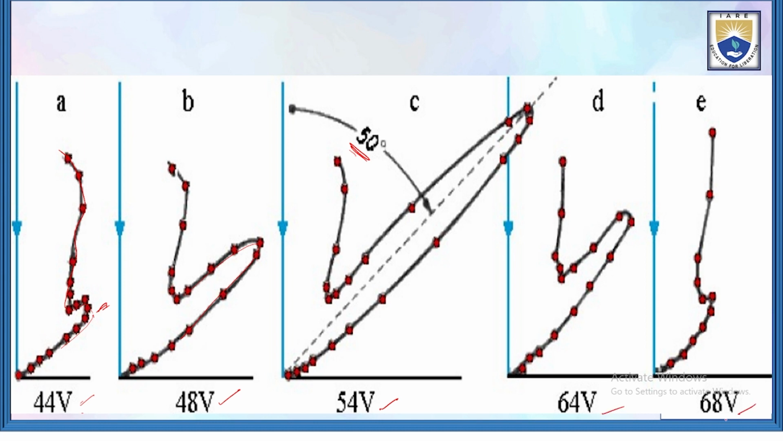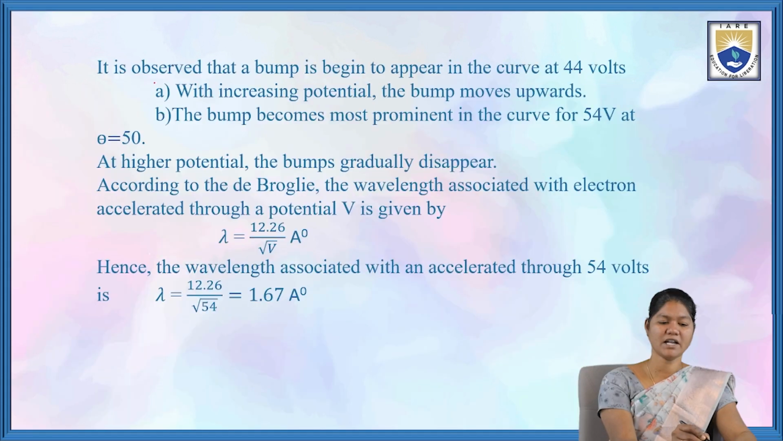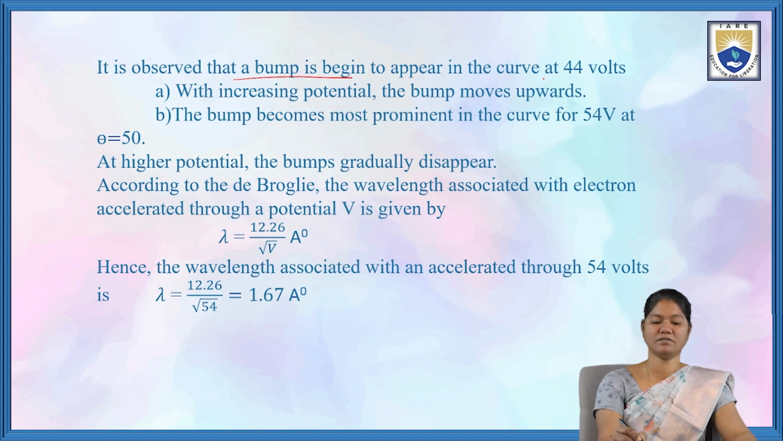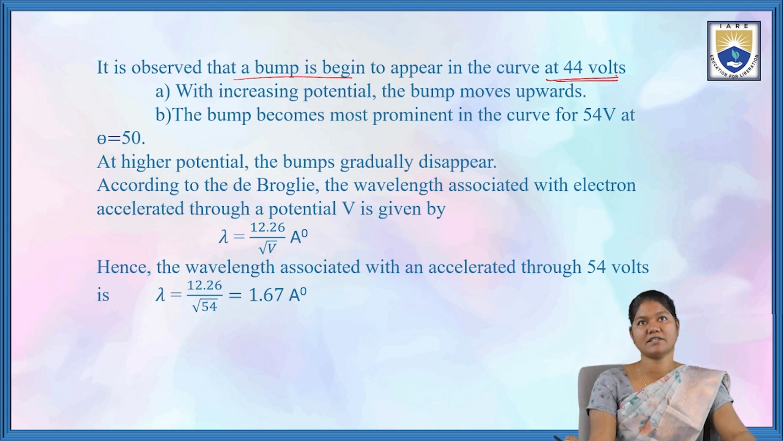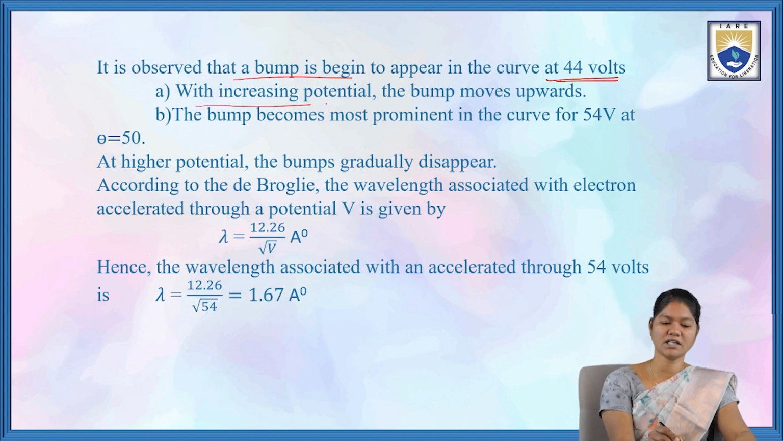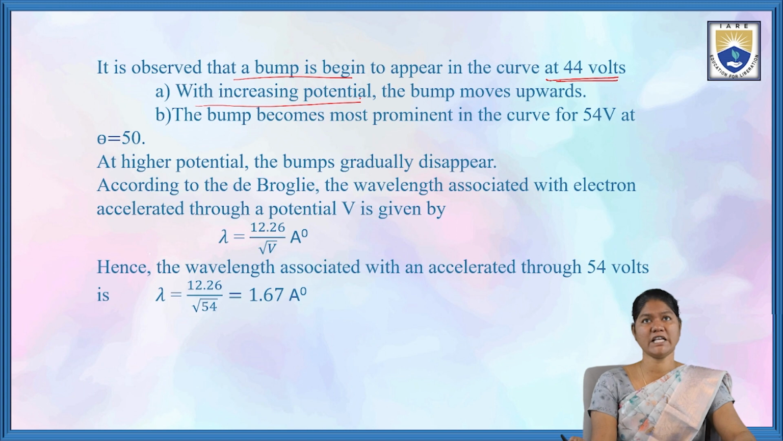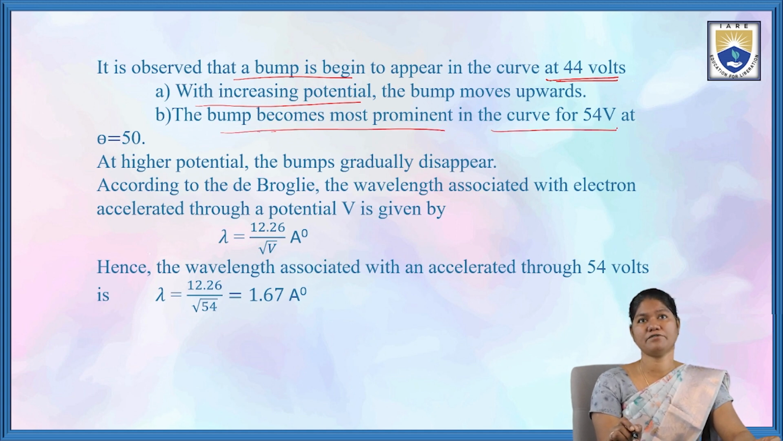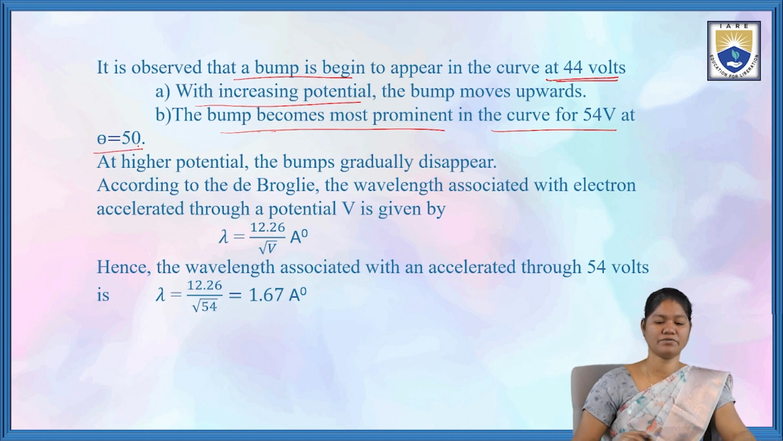Then as the accelerating potential goes on increasing, the bump is reduced. We can observe that the bump begins to appear in the curve at 44 volts of accelerating potential. With increasing potential, the bump moves upwards. The bump becomes most prominent in the curve for 54 volts at theta equals 50 degrees.